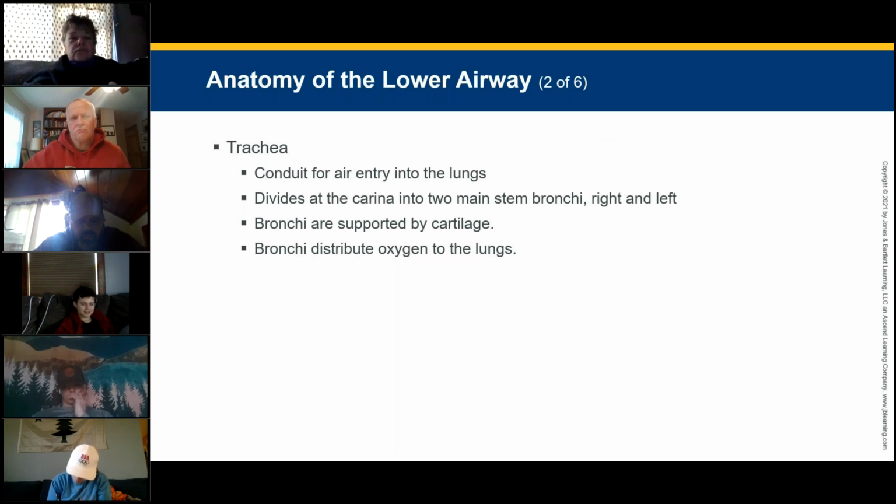The bronchi are supported by cartilage, and they distribute oxygen to the two lungs. Upon entering the lungs, each bronchus divides into ever smaller bronchi, which then divide into bronchioles.